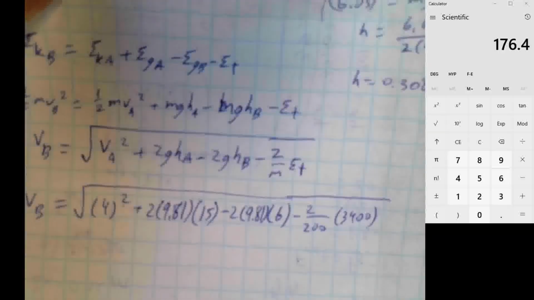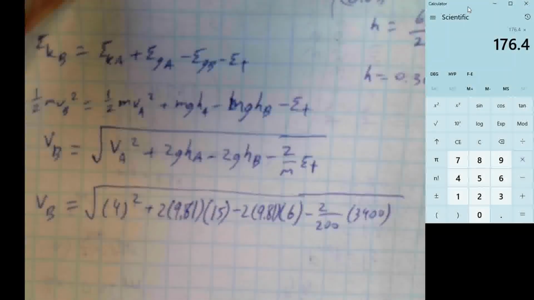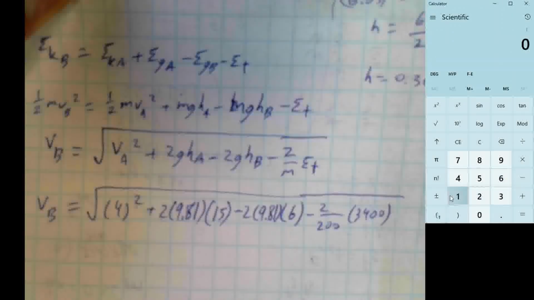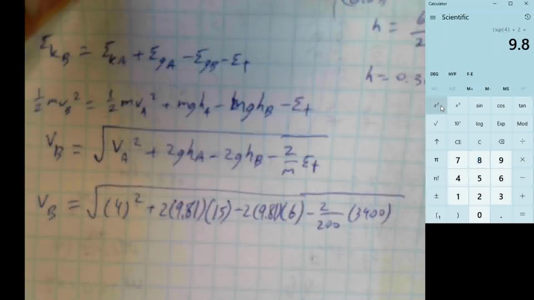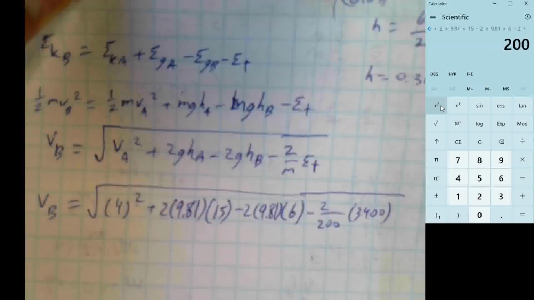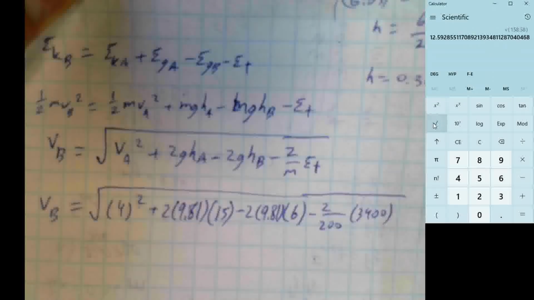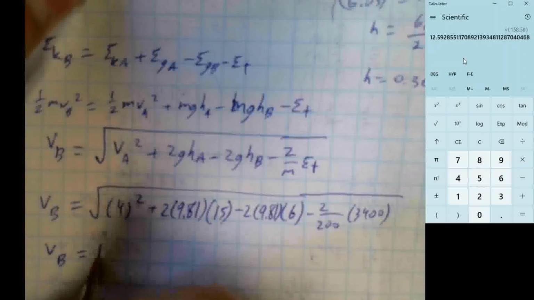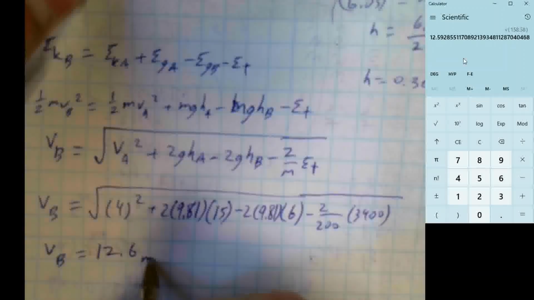So entering this into our calculator, I'll put brackets to start, then we have 4 squared plus 2 times 9.81 times 15 minus 2 times 9.81 times 6 minus 2 divided by 200 times 3,400. And I need to find the square root of this. I end up with a v_B of 12.6 meters per second.